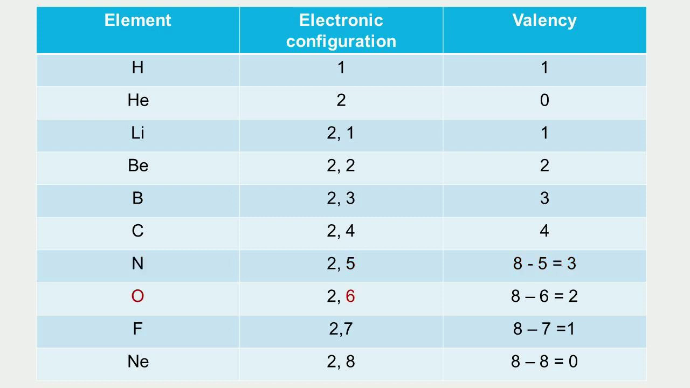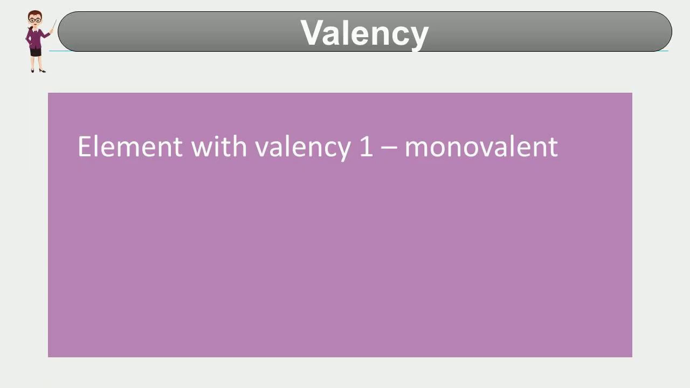And oxygen has 6 valence electrons. Therefore, its valency is equal to 8 minus 6 equal to 2. And fluorine has 7 valence electrons. Therefore, its valency is given by 8 minus 7 equal to 1. An element with valency 1 is called a monovalent element. For example, hydrogen, lithium and fluorine have valency 1, so that's why these are monovalent elements.